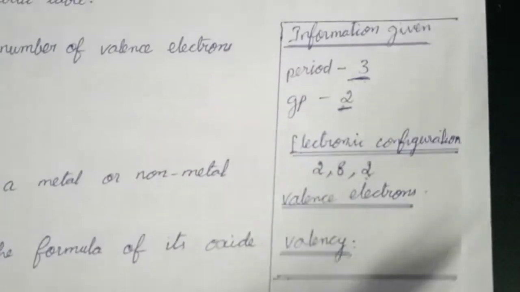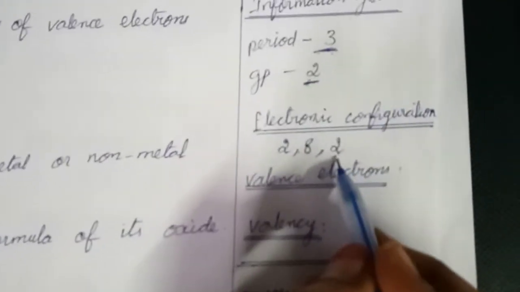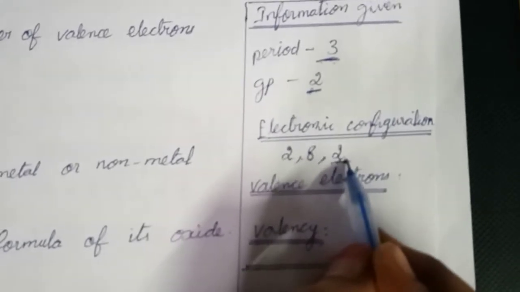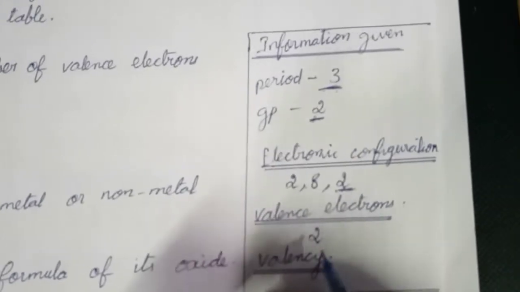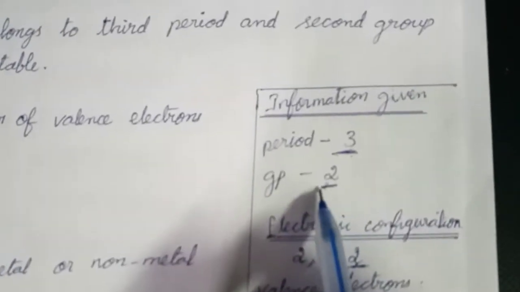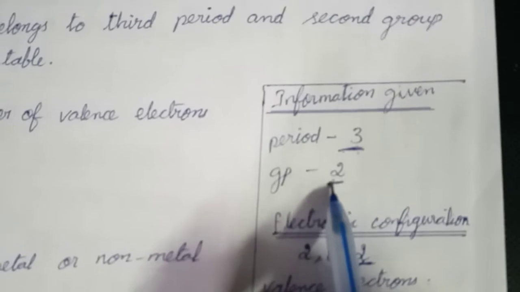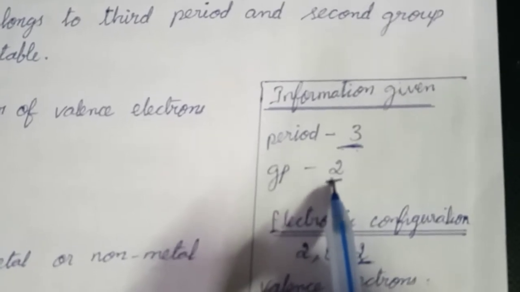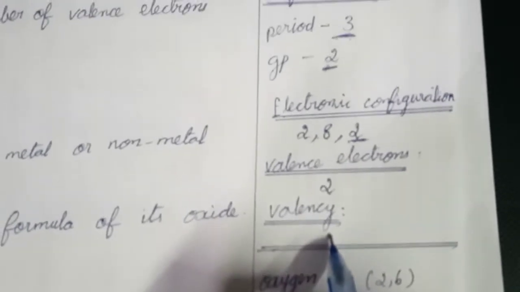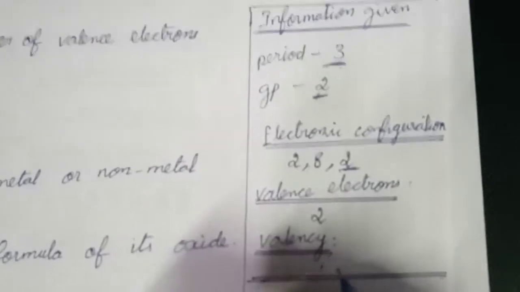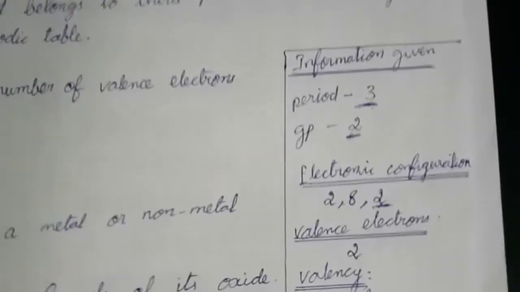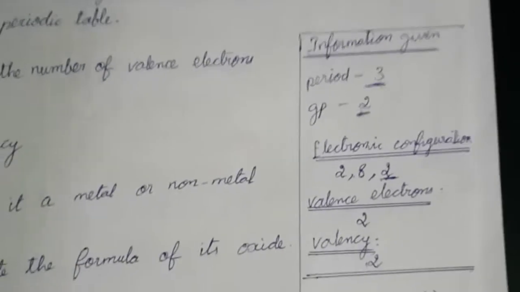Next, valence electrons. How many valence electrons are there? The outermost shell contains 2 electrons. Or otherwise we can obtain it from the group: it belongs to group 2, so it contains 2 valence electrons. Valency: for group 2, the valency is 2. So we can obtain this information from the question.